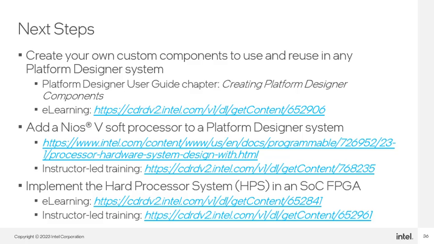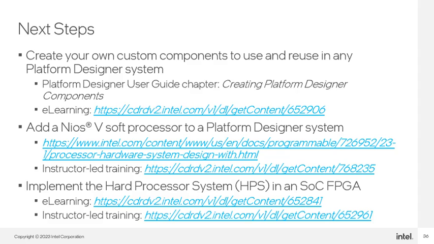So now that you know the basics of building a system in Platform Designer, what can you do next? Here are a few suggestions. As mentioned in the introduction, Platform Designer lets you easily use and reuse IP and system designs. But what if you could create your own component that could be used in any system? Platform Designer includes the component editor, which lets you do this using your own HDL code and a simple wizard.